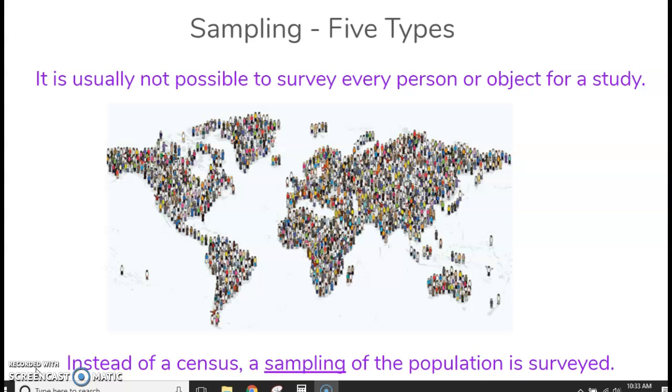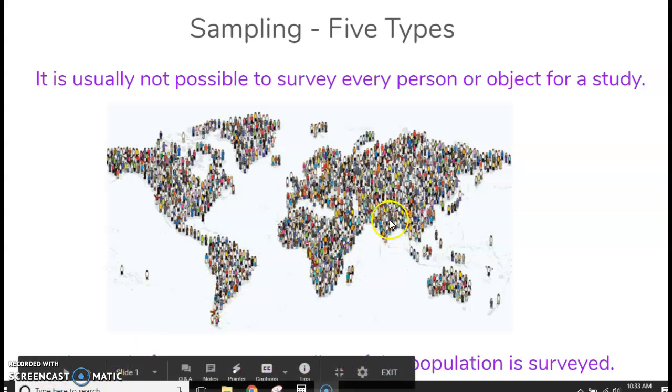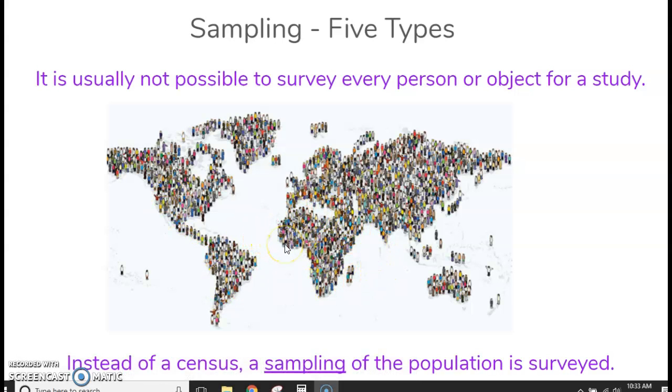It's usually not possible to survey every person or object for a study. Could you imagine if we wanted to survey all of the people in the world? I mean, look at them all here, and that's not even a good representation. We could not do that.